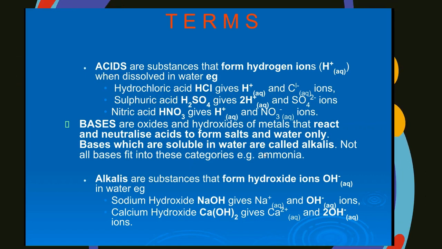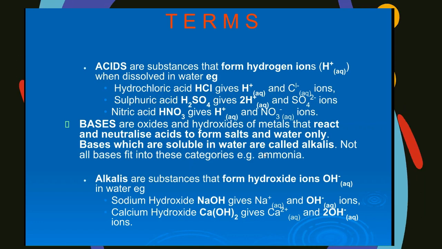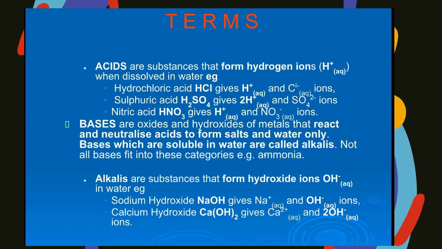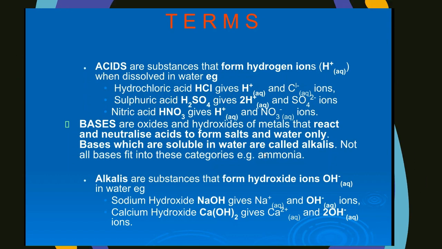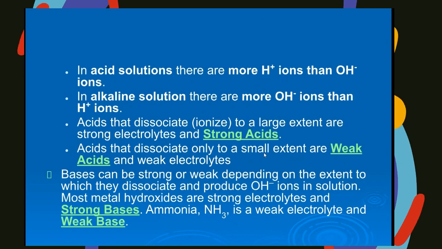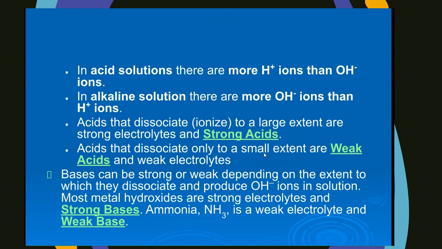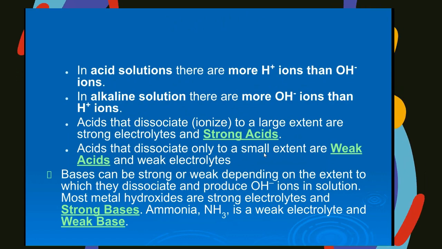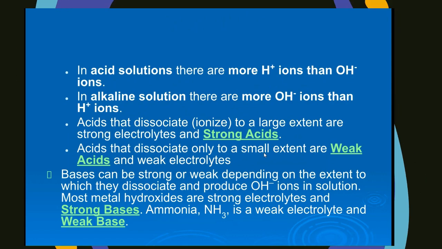Now alkalis are substances that form hydroxide ions, that is OH-, in aqueous form, in water. For example, sodium hydroxide NaOH gives Na+ and OH- ions. Calcium hydroxide, that is Ca(OH)2, gives Ca2+ and 2 OH- ions. So in an acid solution, there are more hydrogen ions, H+ ions, than OH- ions. So that is an acidic solution. And in an alkaline solution, there are more OH- ions than H+ ions.